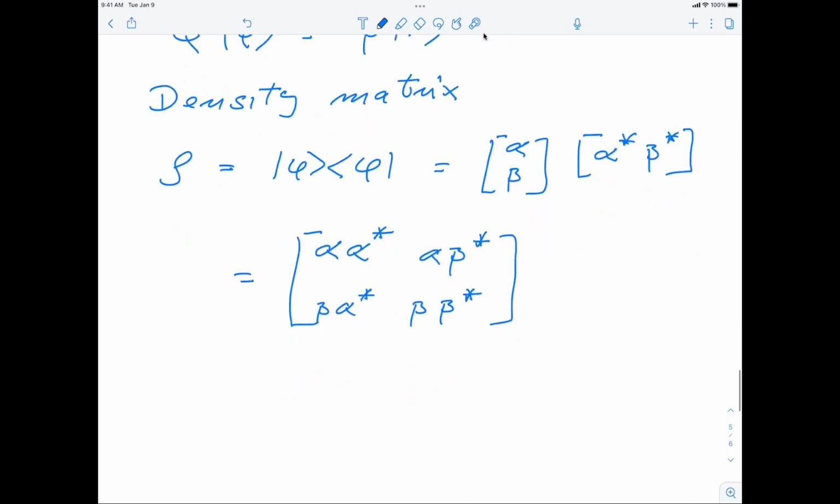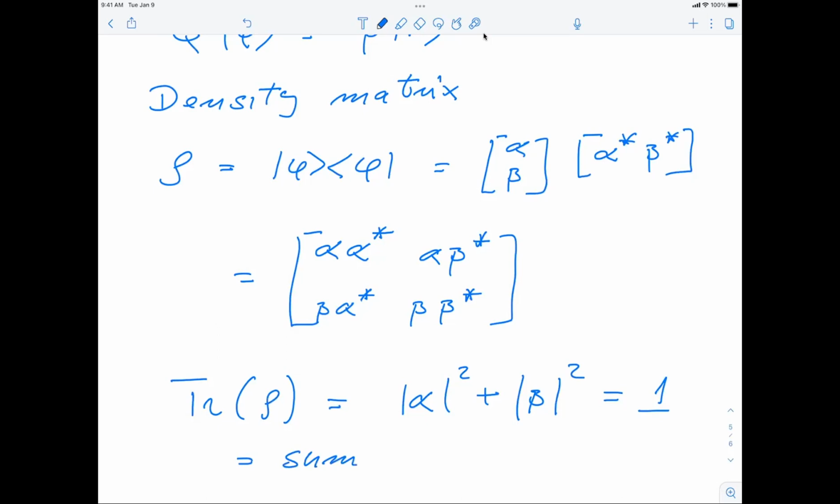Now, an important thing here, when you take the trace of this matrix, if you look at that one, you take the trace of the matrix A, this is actually given by the sum of the diagonal elements. And then what this becomes is actually this quantity plus this quantity, and that is equal to 1. So the trace is 1, and that's the sum of all the probabilities. So you can write this as the sum of all probabilities.